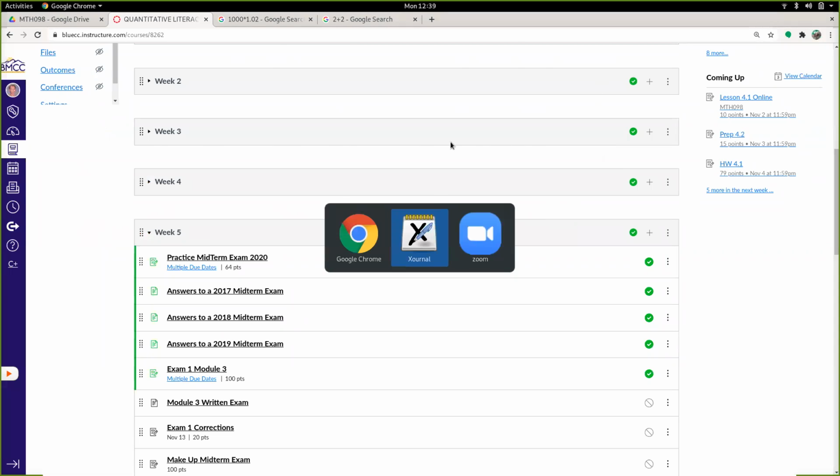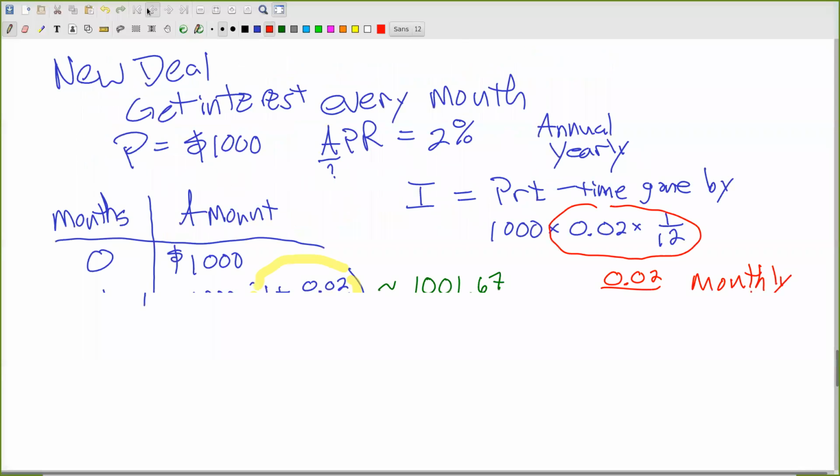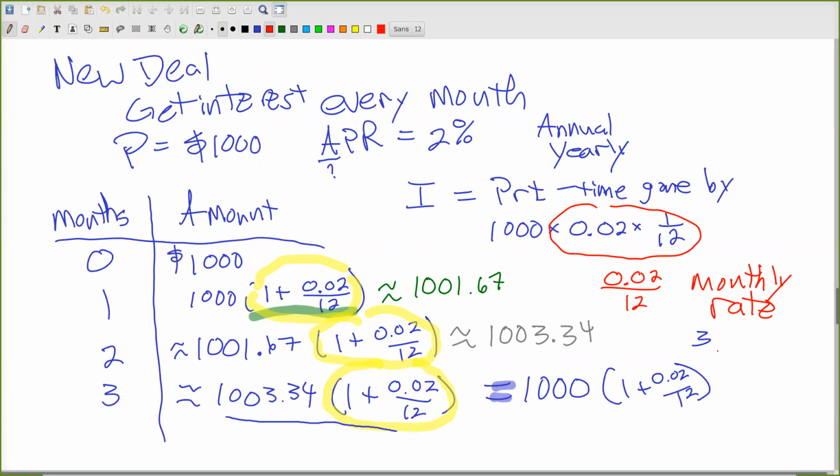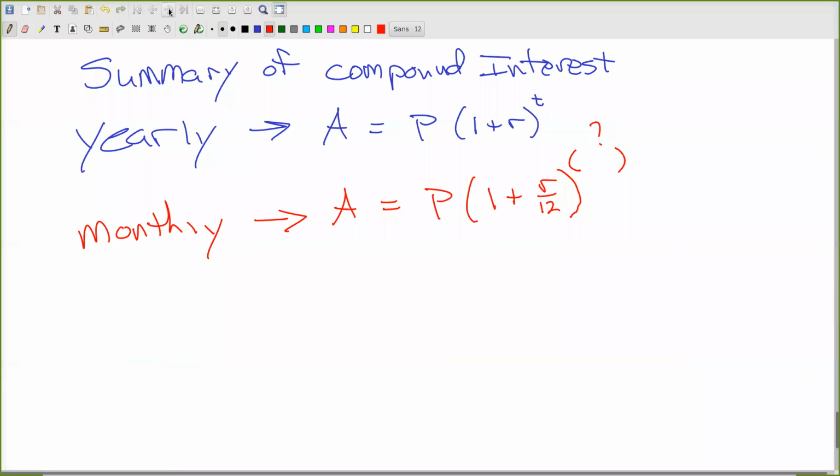In this case right here, that 3 I have over here, that 3 as the power is the 3rd month. So in the second formula we have here, it's the number of months that have gone by. So I'm just going to write in the parentheses up here: months. In the problem above, it was the number of years that went by for the power.